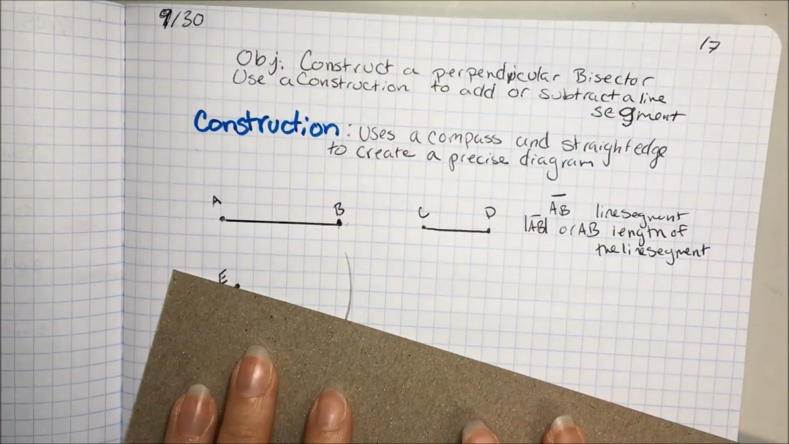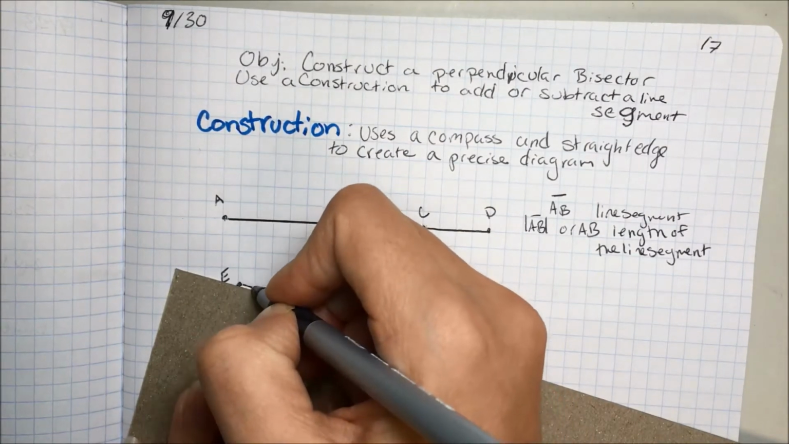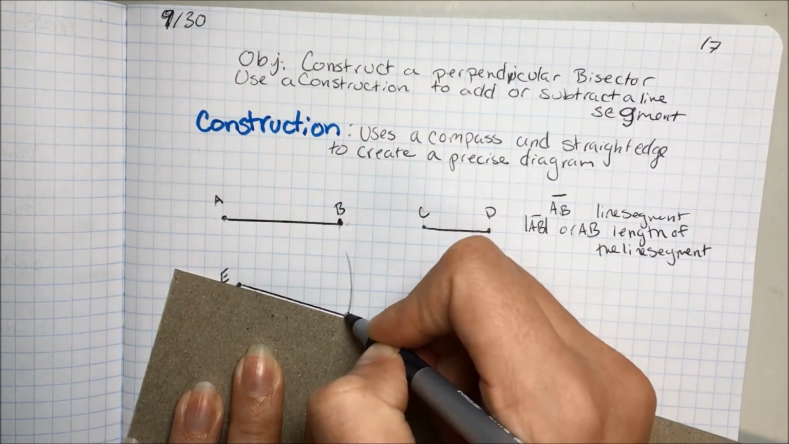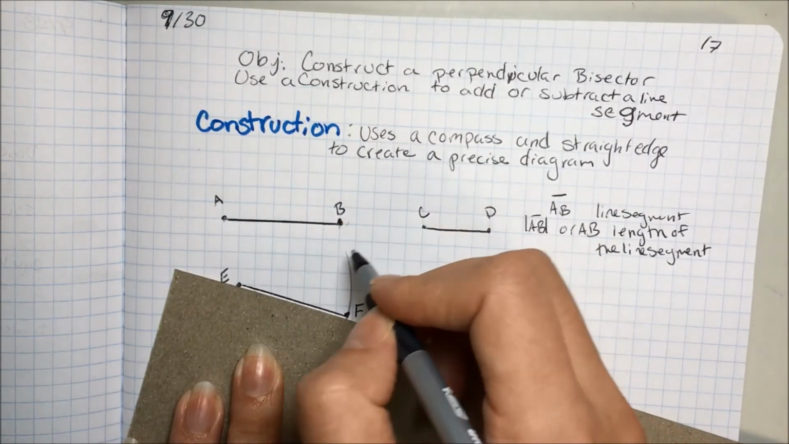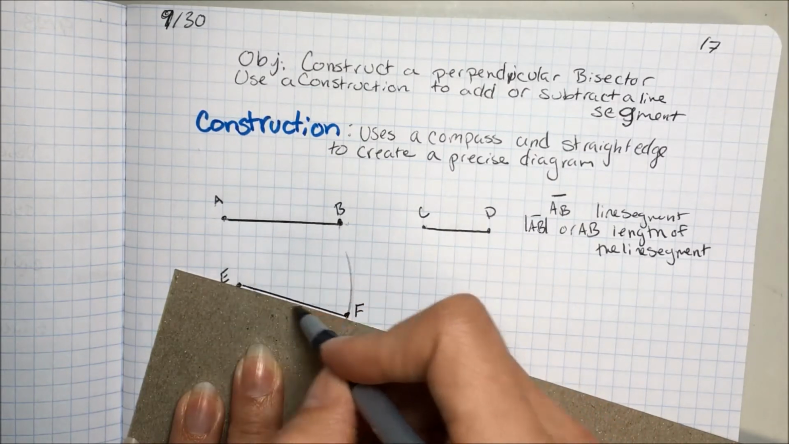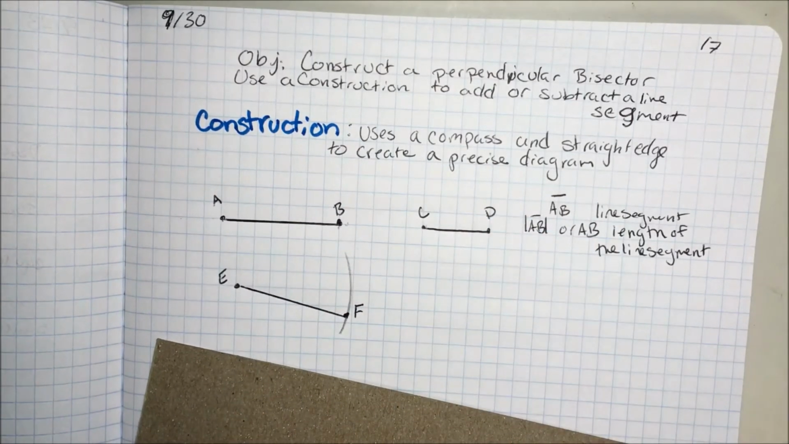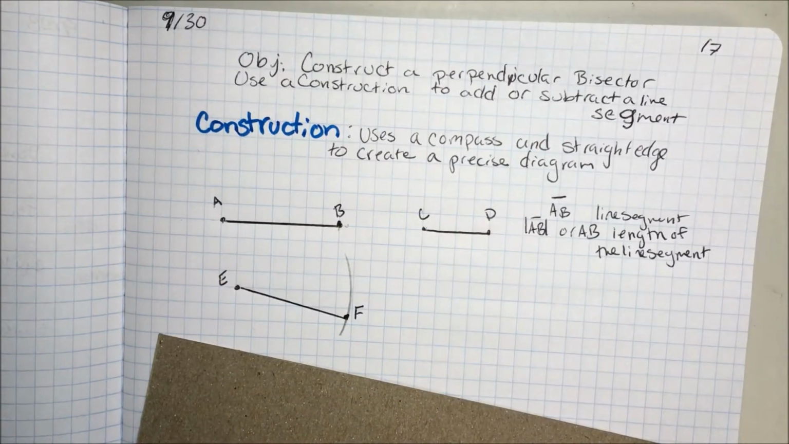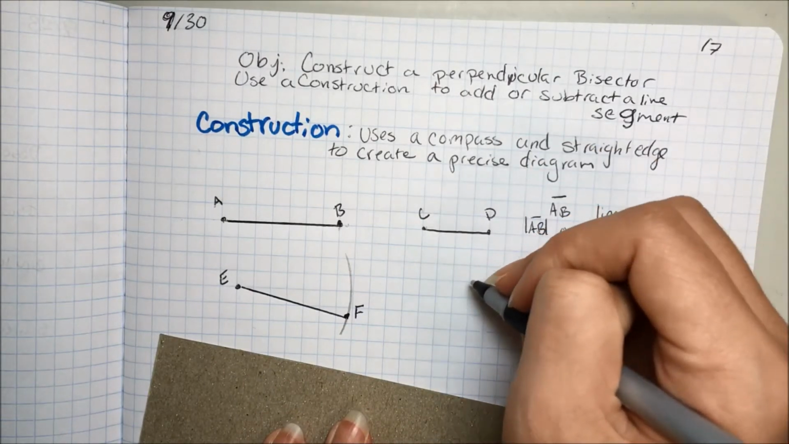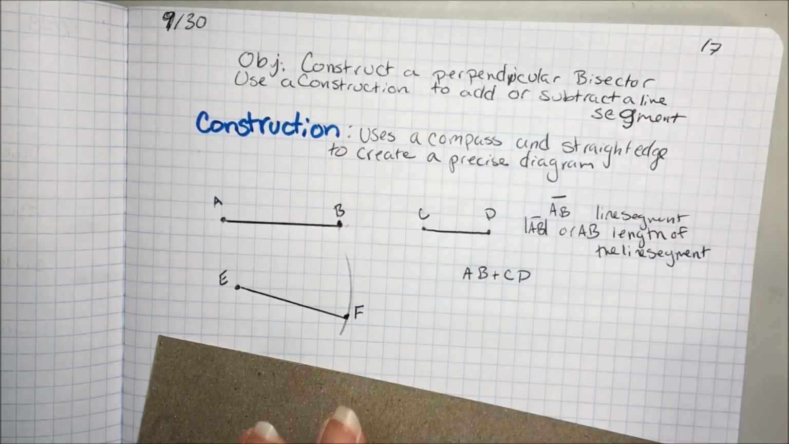Alright, so what we're going to do is we're going to draw from E to this arc. And that length is the same as AB because AB is the radius of this arc that we made. Okay? So that's how I copy a segment. If I wanted to add on to the segment, let's say I wanted to add on a length of CD. So let's say I wanted to find AB plus CD, and I wanted to show that length here.